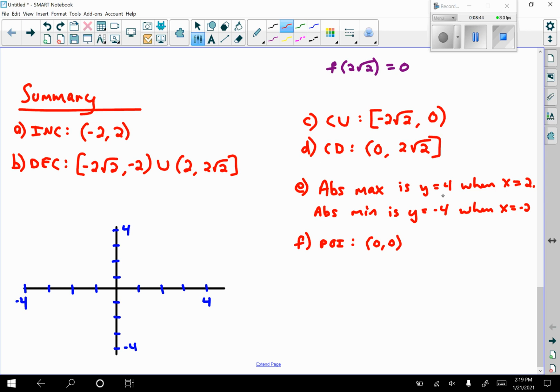Our absolute max is y equals 4 when x equals 2. Our absolute min is y equals negative 4 when x equals negative 2. We have a point of inflection at 0, 0. So let's plot these points.